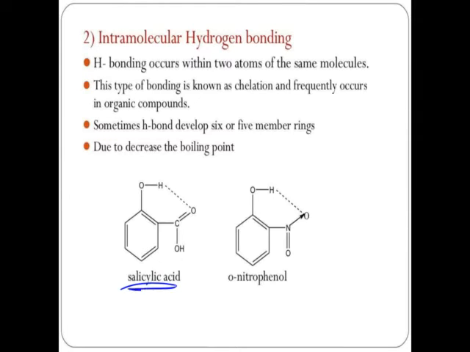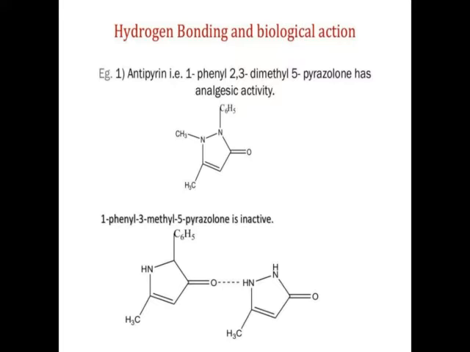So this is salicylic acid. You can observe the oxygen of the COOH part and the hydrogen from OH. So it is from the same molecule and a bonding takes place. This bonding is called hydrogen bonding, and it takes place between atoms of the same molecule. So it is called intramolecular hydrogen bonding. Here also, o-nitrophenol, this is OH, this is O. This bonding is the intramolecular hydrogen bonding. So these are some examples.